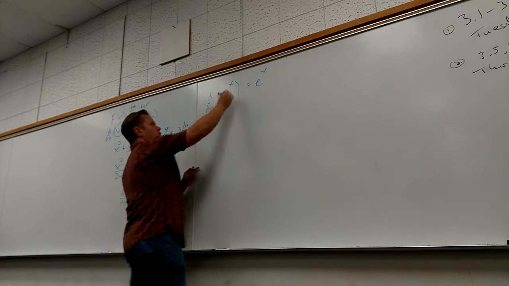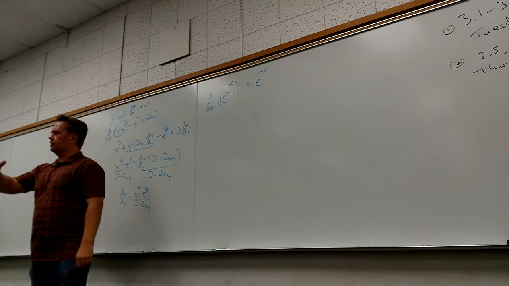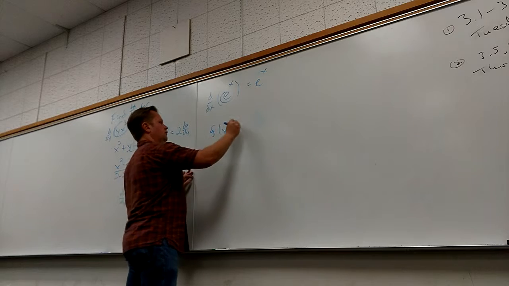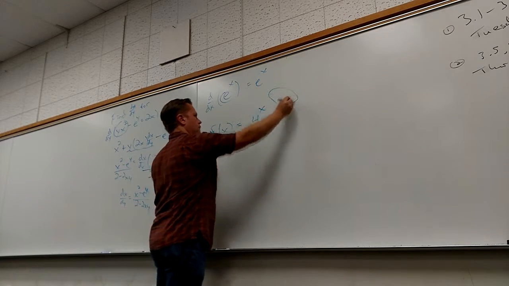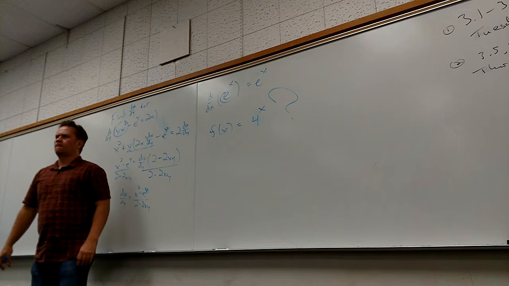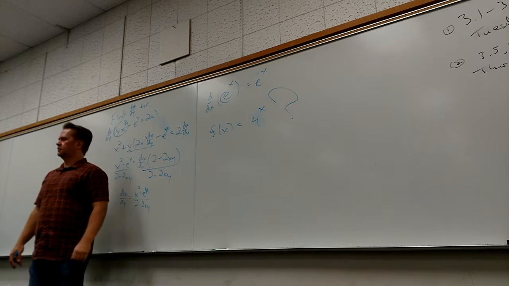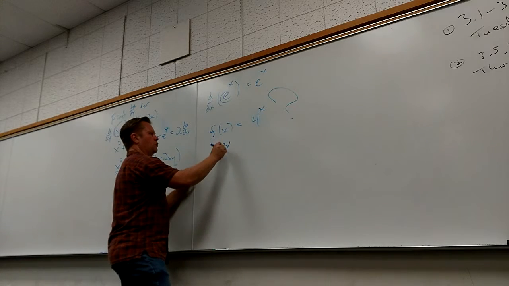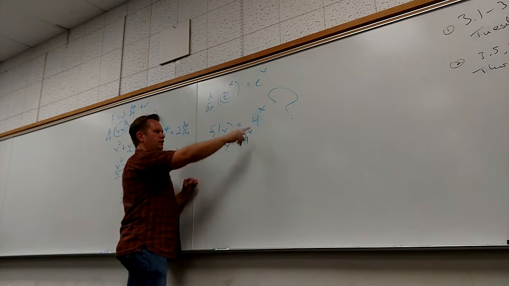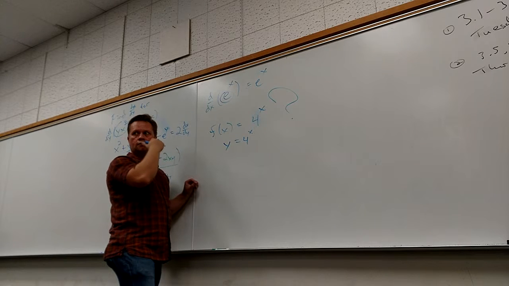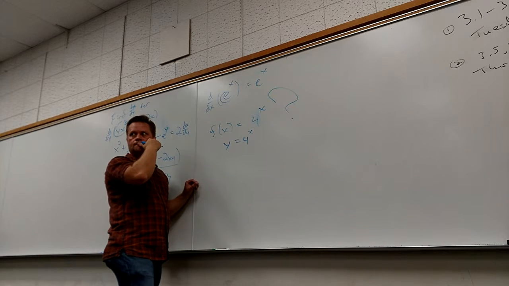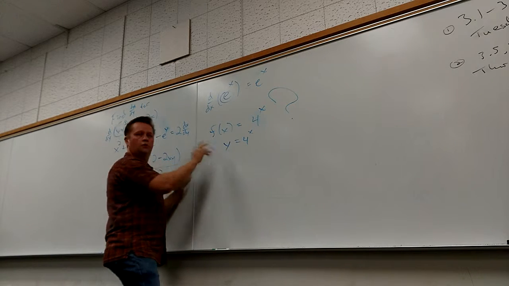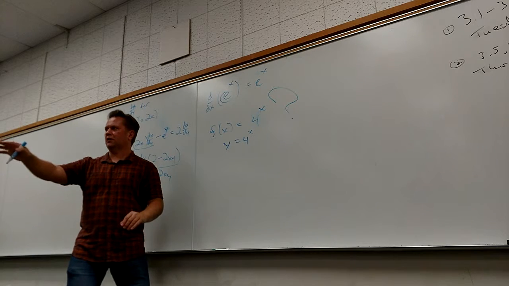So e was a special base. We talked about it a while back. So what happens to the bases that aren't e? What happens if my function is 4 to the x? I don't know. So let's play with it a little bit. So y is 4 to the x. Can I rewrite this? We can do this. Yes. Even a little bit better.